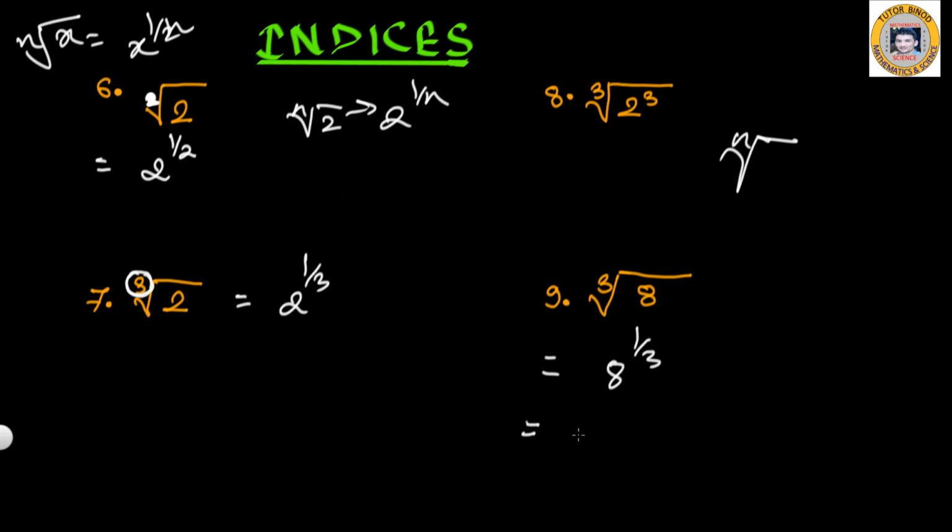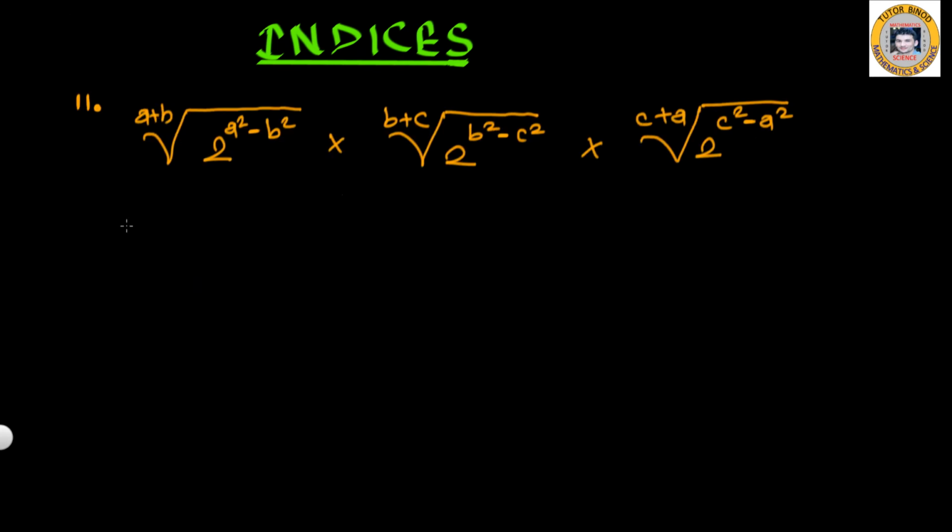But if you want to do it further, you would have 8 as 2 to the power 3, which is 8 to the power 1/3. So whenever there is power to the power, we can multiply the powers, which is 3 times 1/3. This is gone, which is 2 by itself. That's how we do the problems regarding indices of roots. Now let us see a little bit tougher problem regarding root.